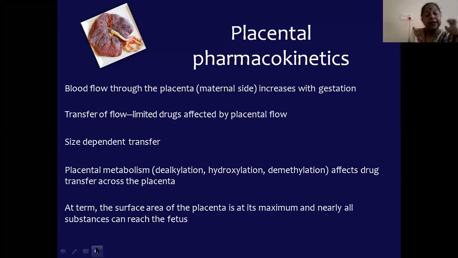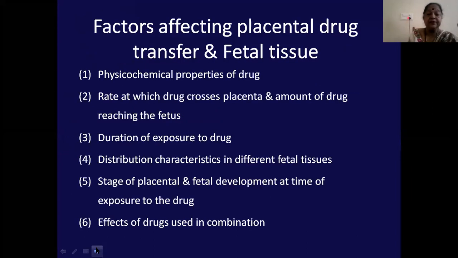And we always should know about the placental metabolism like dealkylation, hydroxylation, dimethylation, which affect the drug transfer across the placenta. At term, you know that the surface area of the placenta is at maximum and nearly all substances can reach the fetus. We know that thalidomide has reached through the placenta. And these are the various factors which are affecting the placental drug transfer and fetal tissue.